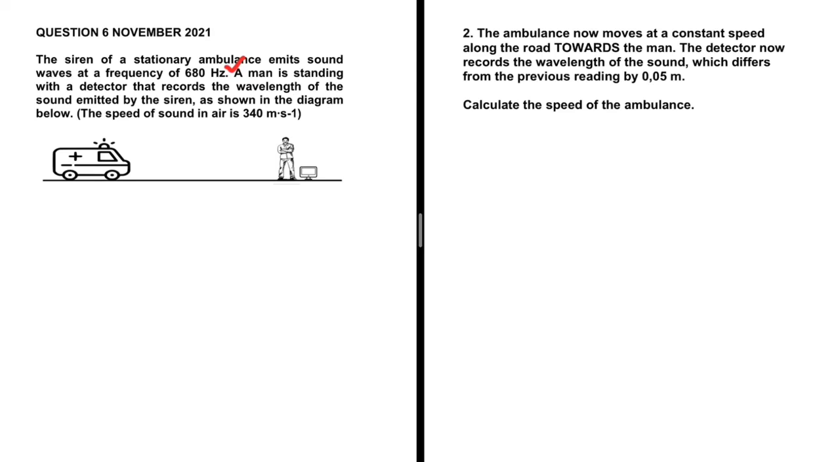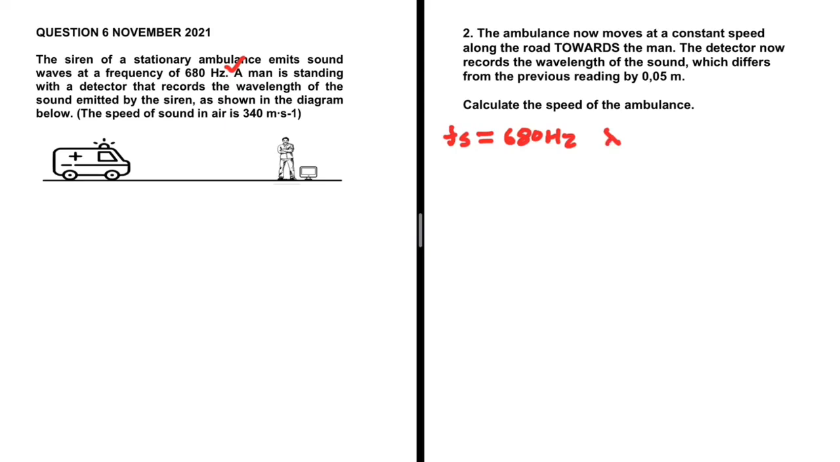So take a look at this. The frequency emitted by the source is equal to 680 hertz. This is the frequency emitted by the source. But as for the frequency that is experienced by the listener, or the frequency that is detected, we are only given the wavelength, right? Because take a look at this.